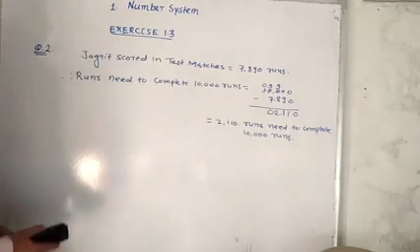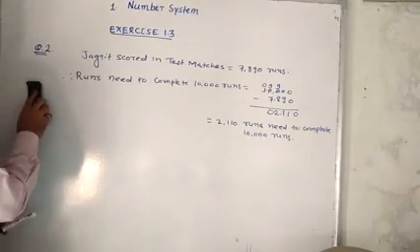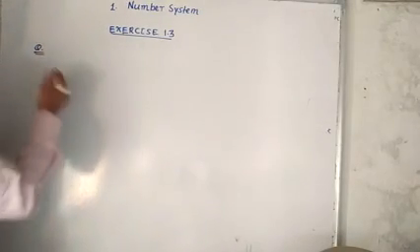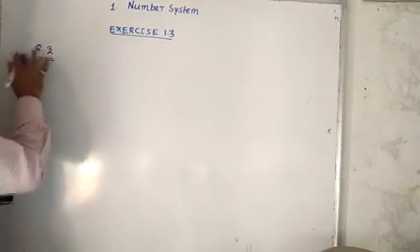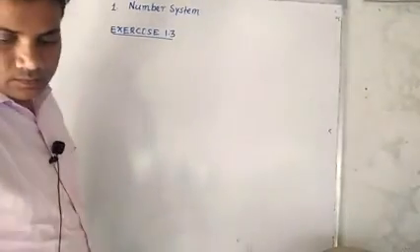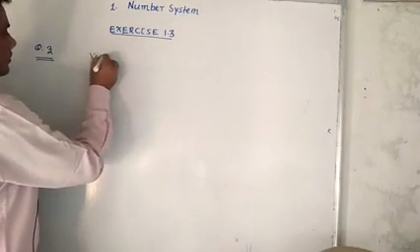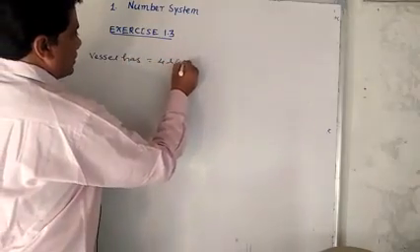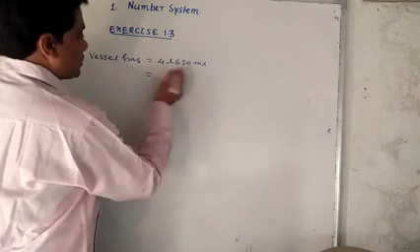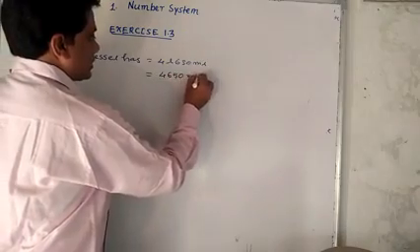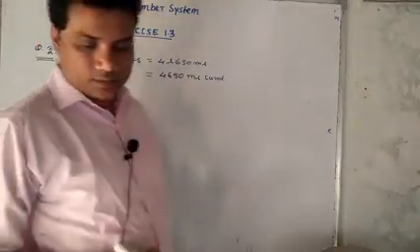Now question number 3. A vessel has 4 liter and 650 milliliter of curd. Means total in milliliter, 4,650 milliliter of curd in a vessel.